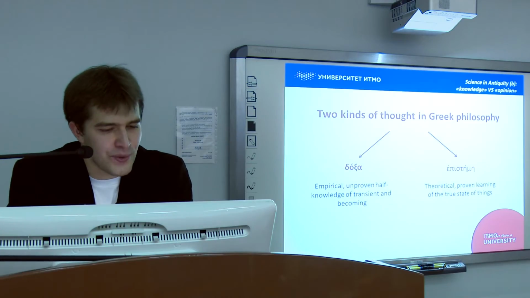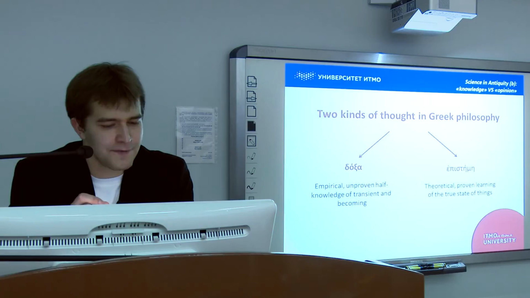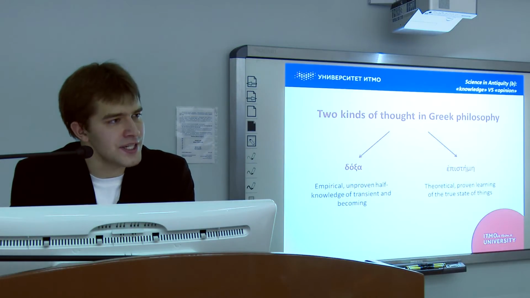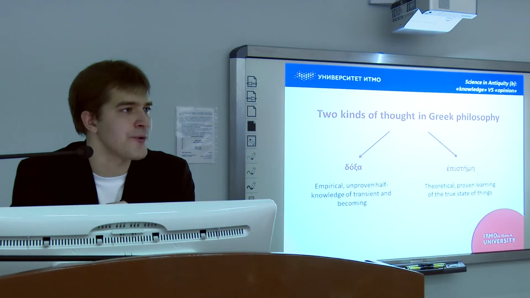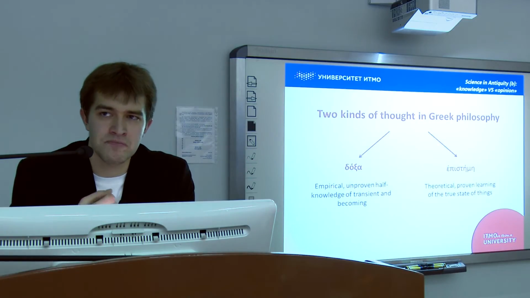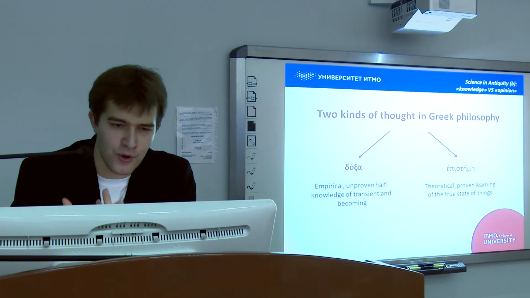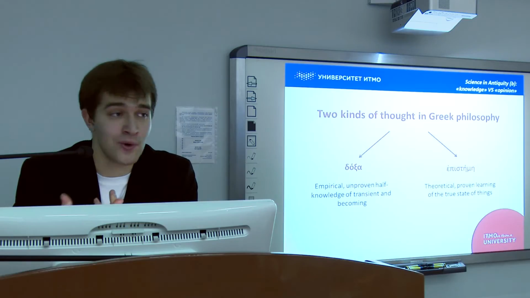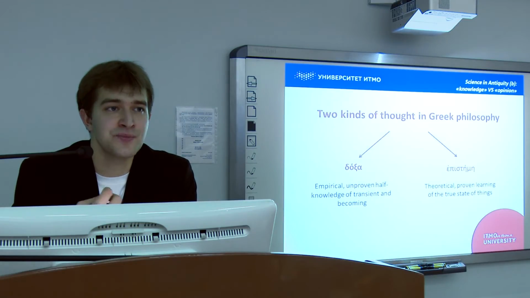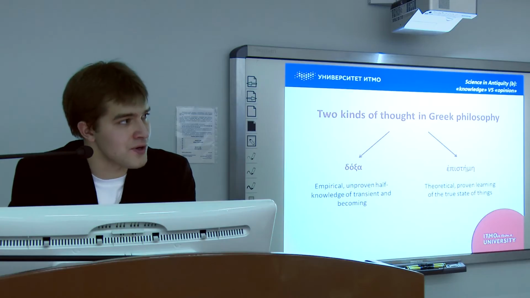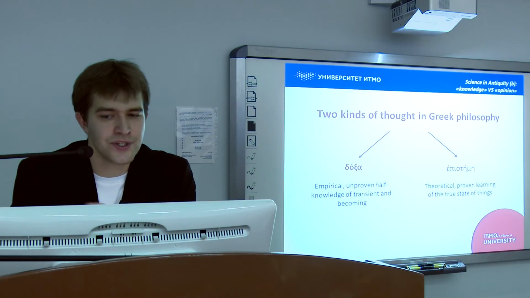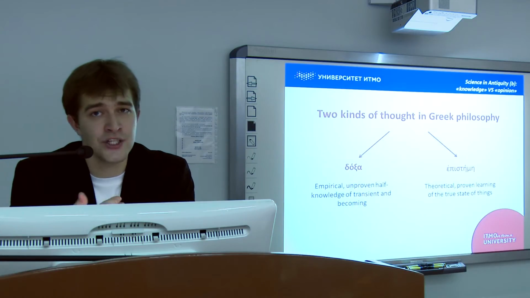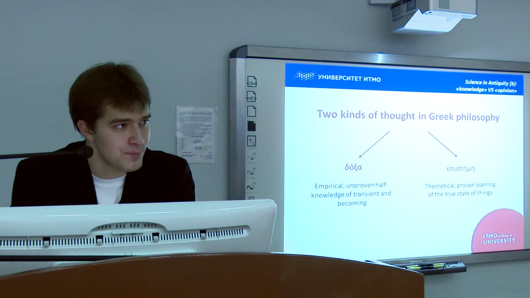So by doxa we mean something empirical, unproven, half knowledge of the transient and becoming. So we say that something is this because we personally think so. I think, for example, that Earth is round, or I think that Earth is plane, or I think that Earth is square. Okay, that means that this is my own approach to the problem of how to describe Earth. But this is only doxa. This is also only my opinion, which is based upon my experience, my knowledge, my education, my subjective mood.